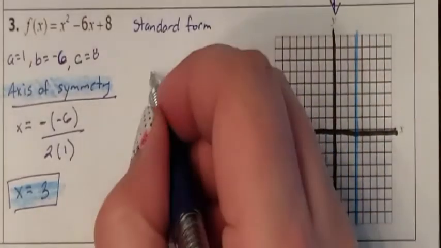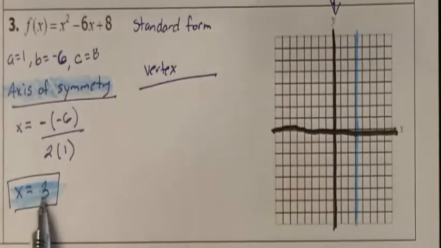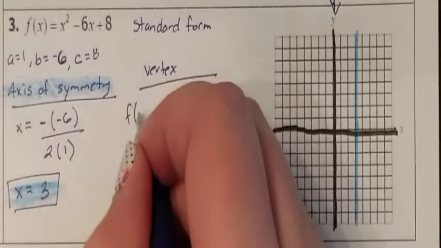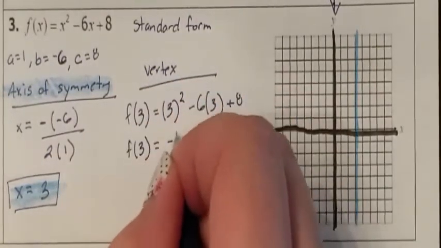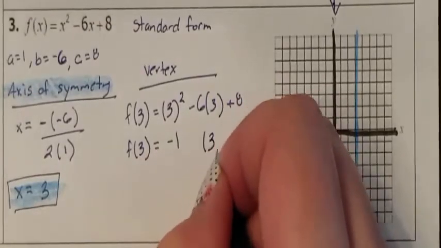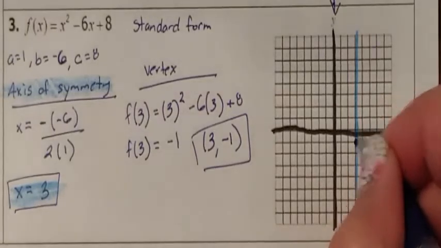I need to find my vertex. To locate your vertex, you are testing your axis of symmetry in the function. So f of 3 is -1. So my vertex is the coordinate point 3, -1. So here's my vertex right there.